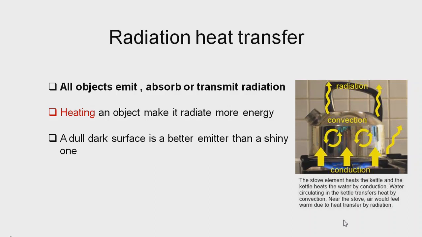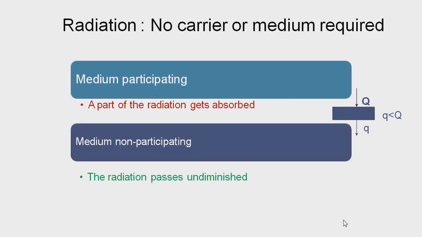The kettle heats the water by conduction. Water circulating in the kettle transfers heat by convection, and near the stove the air would feel warm due to heat transfer by radiation. Now again, I will emphasize the fact that radiation needs no carrier or medium, or even if a medium is there, then the phenomenon of radiation gets diminished.